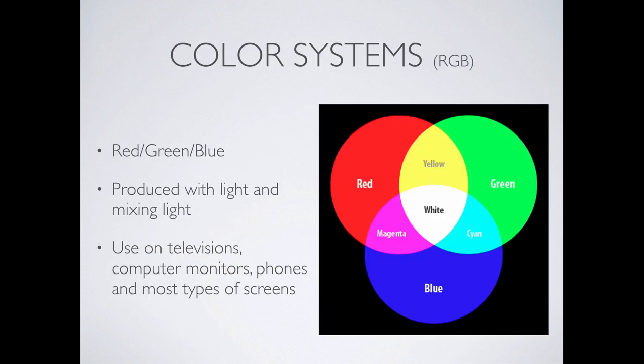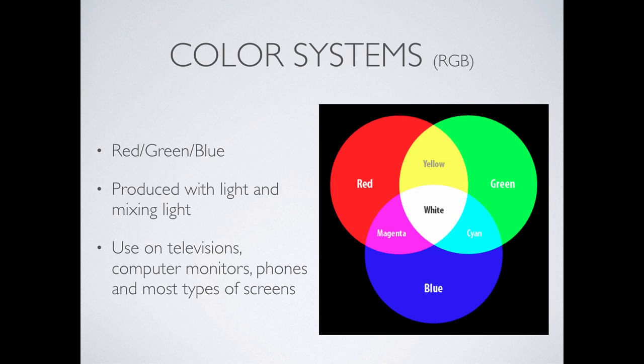So color systems, and I think this is one of the harder things for me to try to explain for you guys, because I don't have a good illustration of how it works. But essentially, we have two color systems that make up the world of color. We have an RGB system and we have a CMYK system, and they work differently.